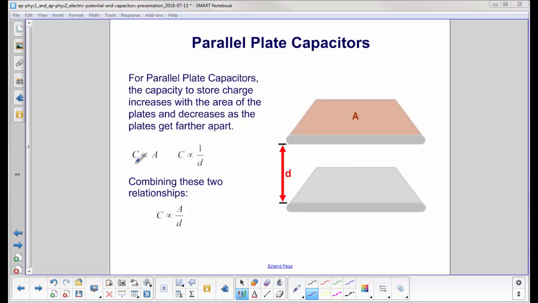So basically, the capacitance is directly proportional to the surface area of the plates and inversely proportional to the distance between them. Since they're both proportional, we can combine them and find the capacitance is proportional to the area of the plates divided by the distance between them. And recall, D is very, very much smaller than A.